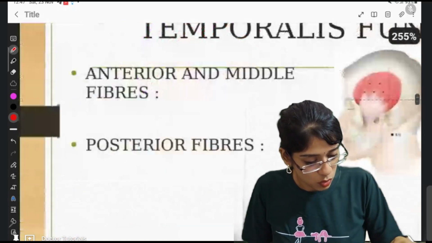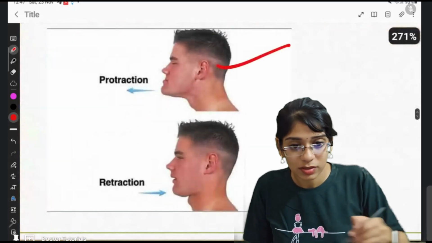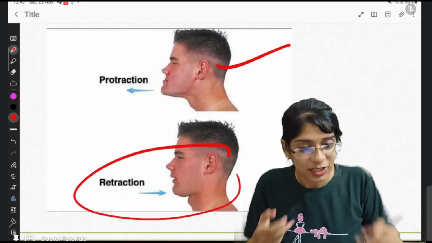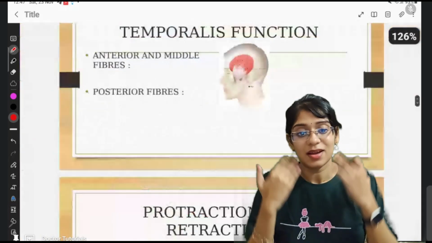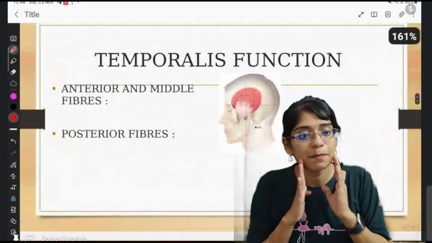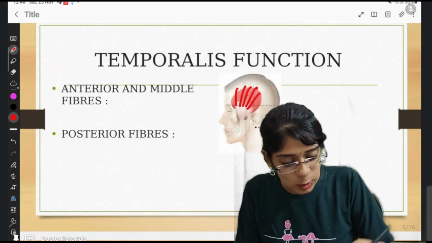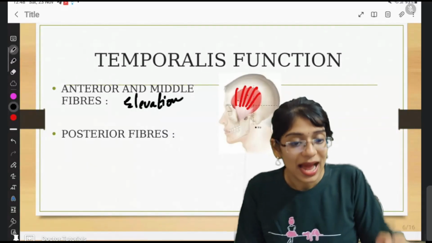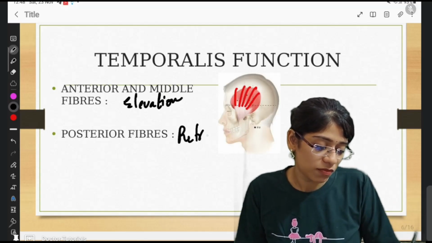Let me show. Can you see, this is protraction, the anterior movement of the jaw, and this is retraction, the posterior movement of the jaw. So the temporalis works on retraction. Tell me again, the anterior and the middle fibers of the temporalis muscle cause what, guys? They cause elevation of the jaw. Very good. And the posterior fibers cause retraction of the jaw.